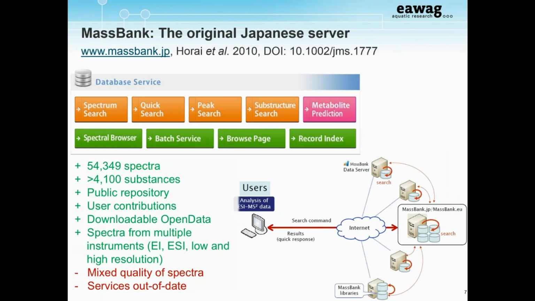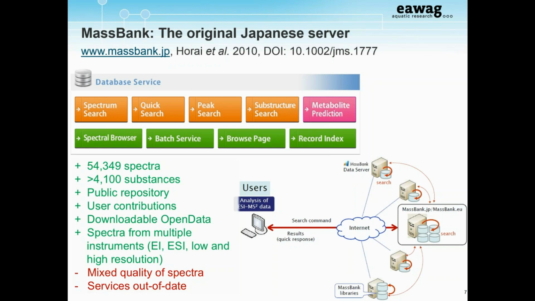Making a start on MassBank, some of you may have noticed I haven't mentioned this yet. MassBank started in Japan in about 2006, and you can see the web address here, and was published in 2010. This was probably one of the breakthrough MS/MS databases. Currently we have around 54,000 spectra of around 4,100 substances.